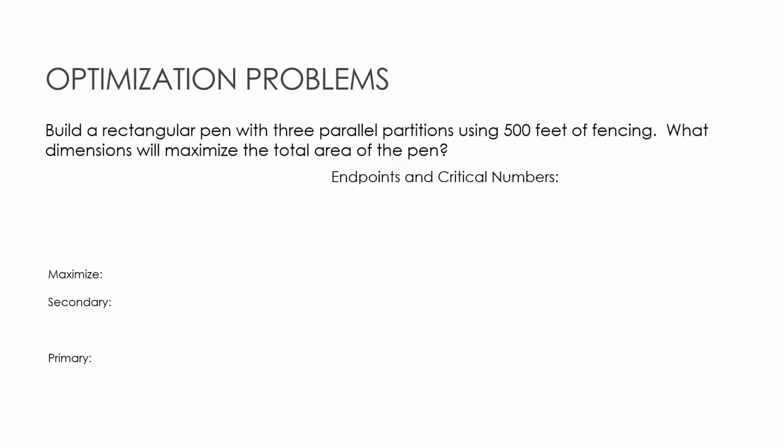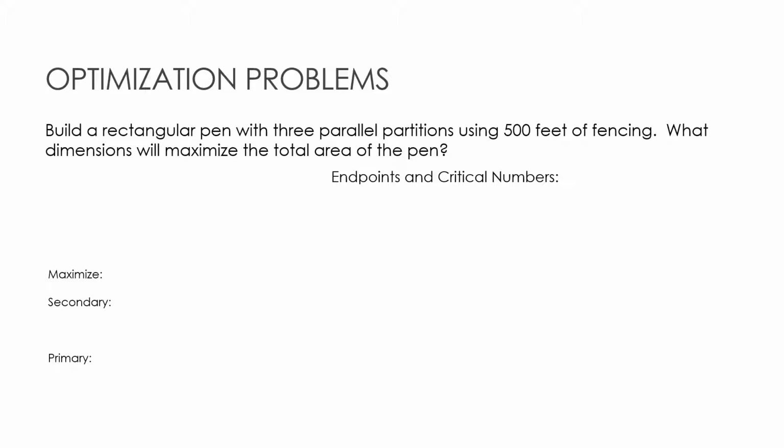Now we're going to go through two examples together that aren't broken down quite that much, and I'll talk through as much as I can without making this a 30-minute video. I'll do my best. So here we have a rectangular pen with 3 parallel partitions using 500 feet of fencing. It's best if you can come up with a picture.